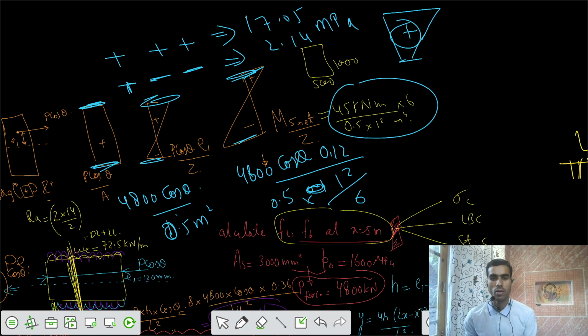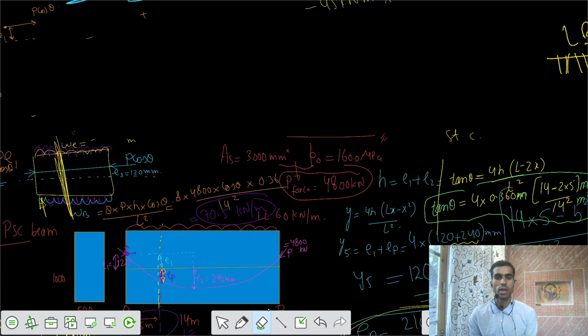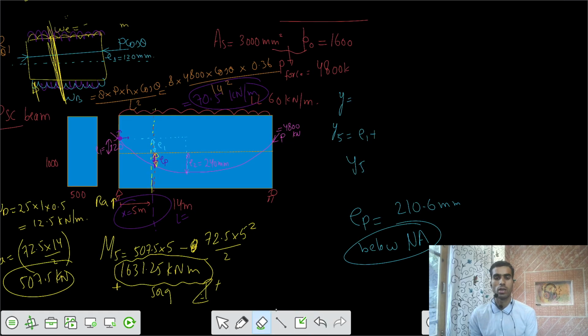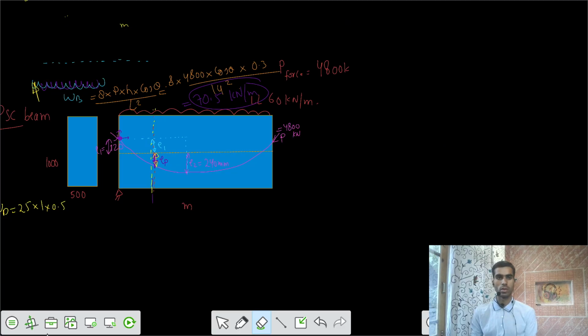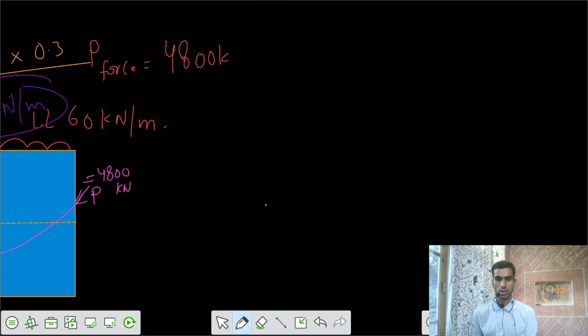And third method we have what we call the strength concept. So what are the steps we have in the strength concept? So the third method is what we call the strength concept.